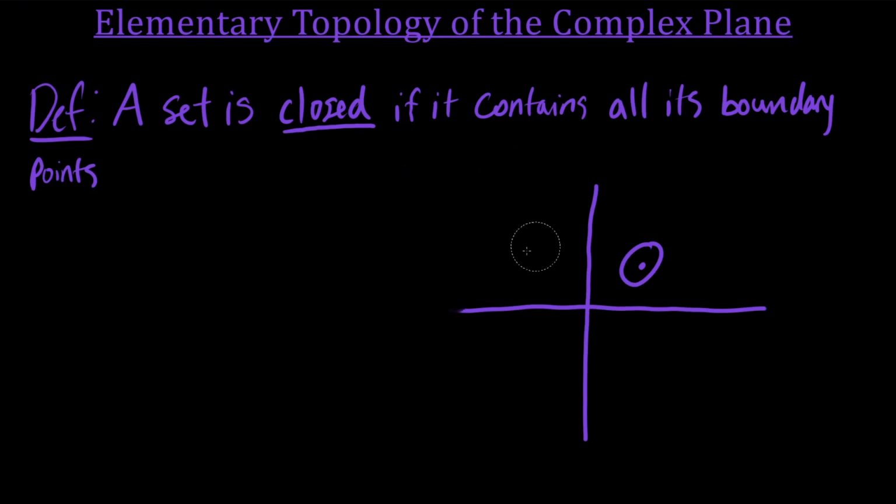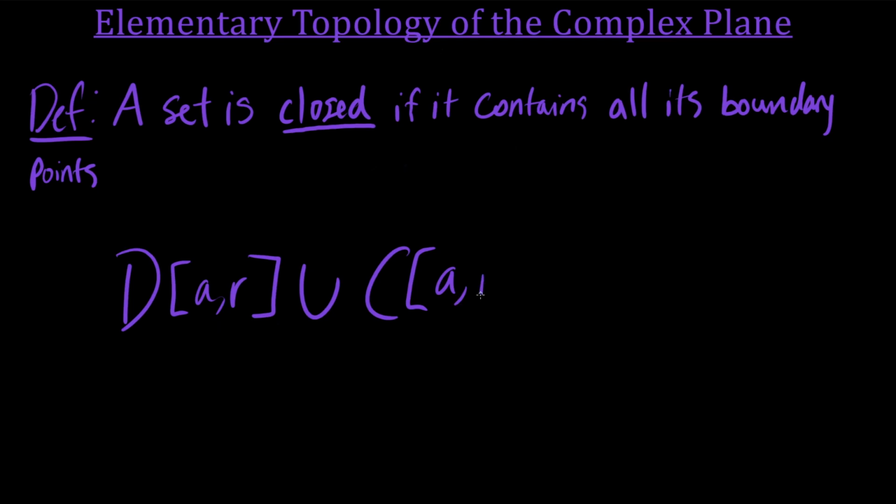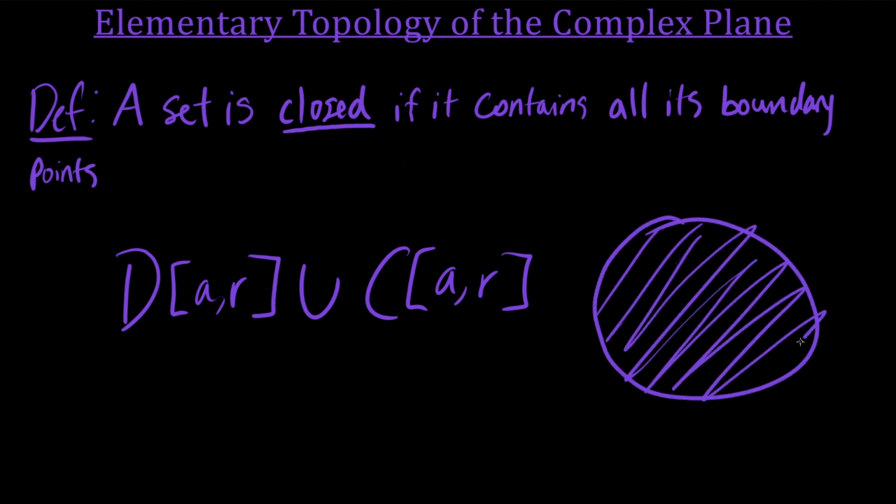Great. Now let's go over a more normal example. Let's say we have the open disk centered at A with radius r unioned with the circle centered at A with radius r. So this is the interior of the circle and the boundary of the circle. And so we're looking at this set right here. And so since this set contains the interior of the circle and the boundary of the circle, well, it contains all of its boundary points, so this set is indeed closed.